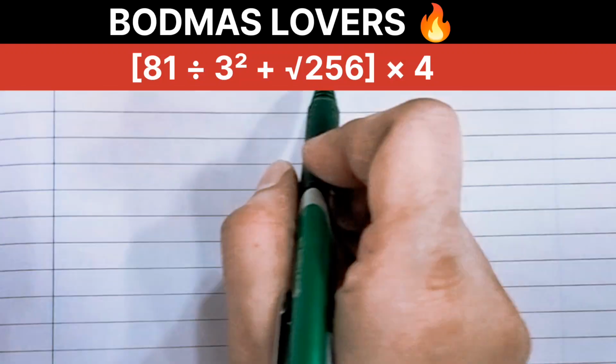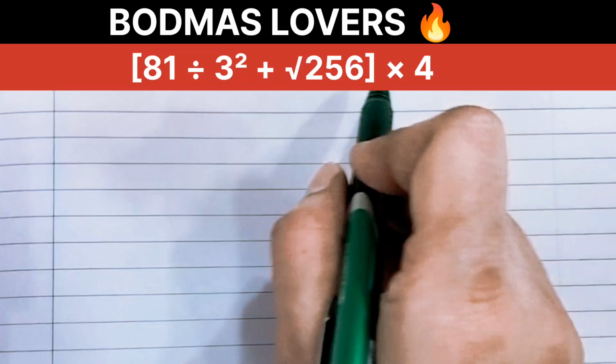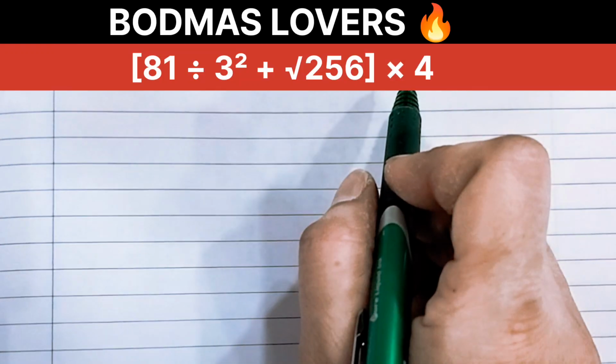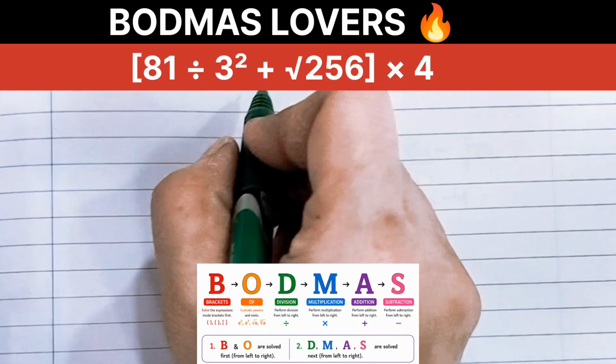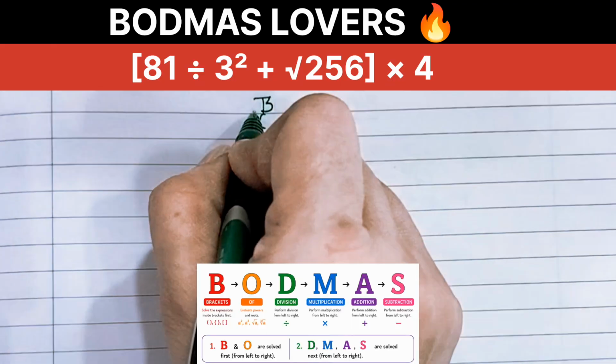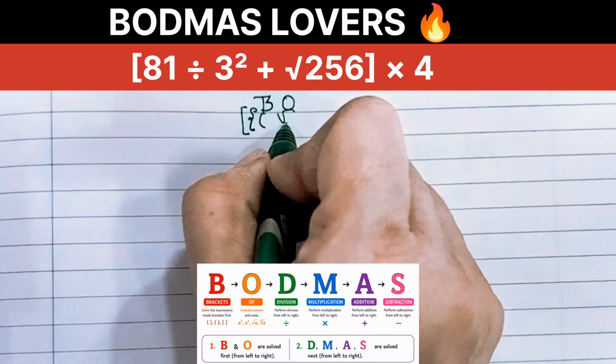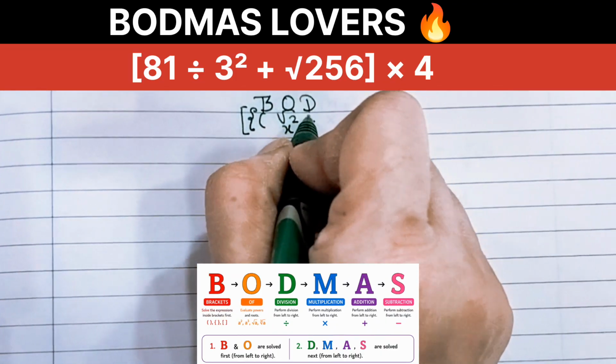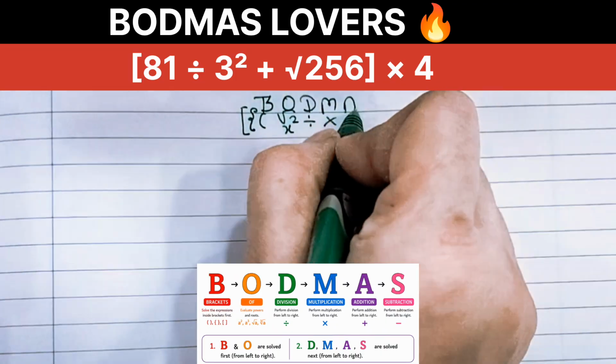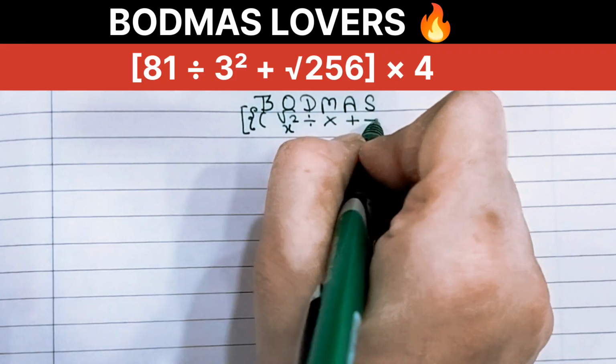Hello friends, now here is the step-by-step simplification of this math problem by using the BODMAS rule, which takes the correct order of operation. First we solve bracket, small bracket, then curly bracket, then square bracket. O stands for order, how we convert into multiplication. We solve roots and exponent. D stands for division. M stands for multiplication. A stands for addition. S stands for subtraction.